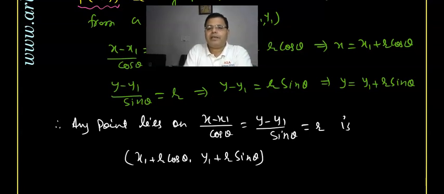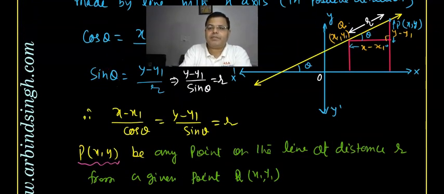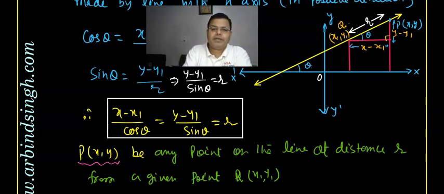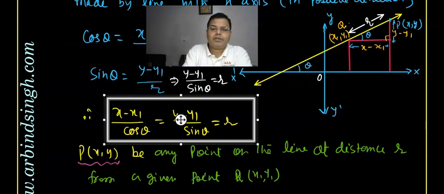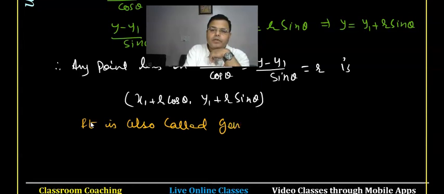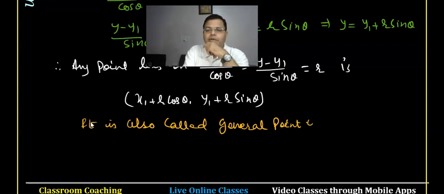For different values of r, there will be different points on the line, isn't it? So this is the concept I want to give you. Although there is a different way to calculate and find the solution of this type of problem, still this is one of the important things. Although this is not mentioned in NCERT, the question is given, so we can do that. It is also called a general point, because for different values of r, there can be different points on the line, right? Okay.